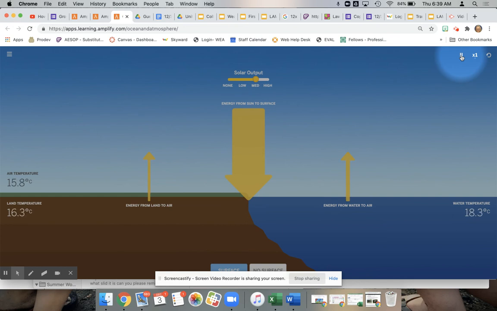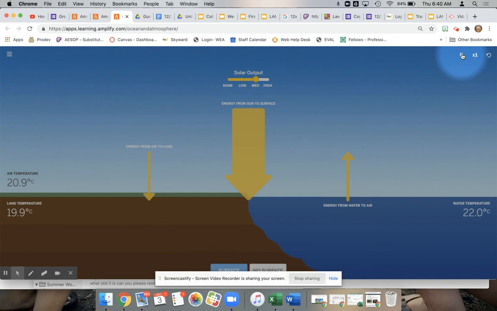As I allow the solar energy to continue to come and hit the surface of the water and the land, notice that the rate of change, so how fast the temperature of the land and water is increasing, has slowed way down. And the difference between the land temperature and the air temperature has become much smaller. And in fact, the land temperature is now cooler than the air temperature. So if I continue with this simulation, again, the rate of change is much slower.